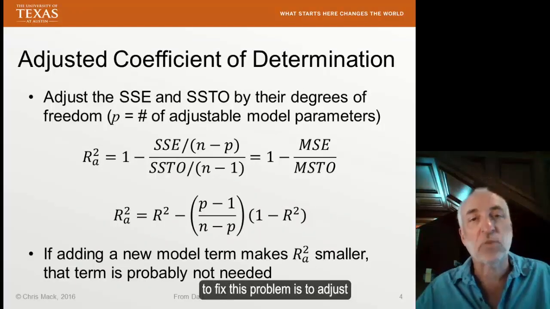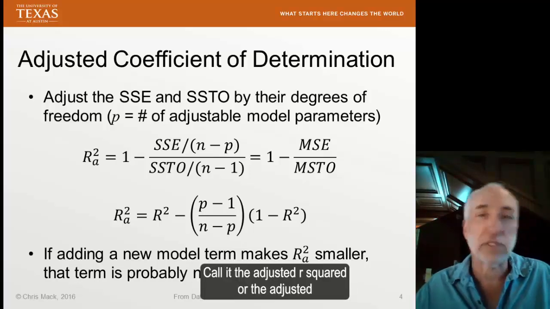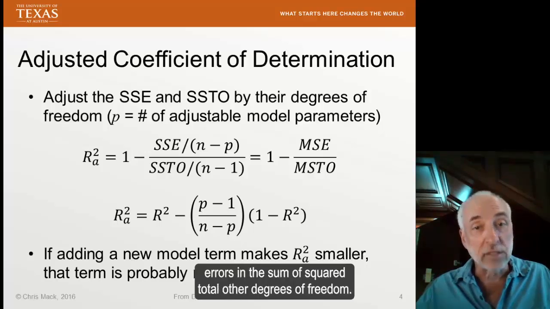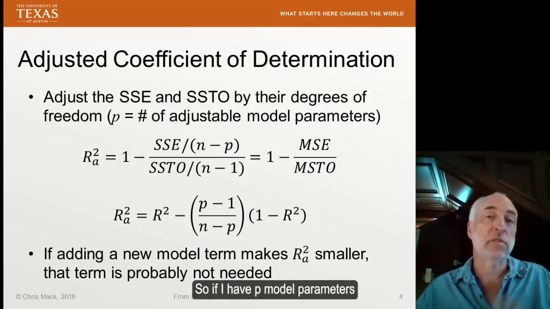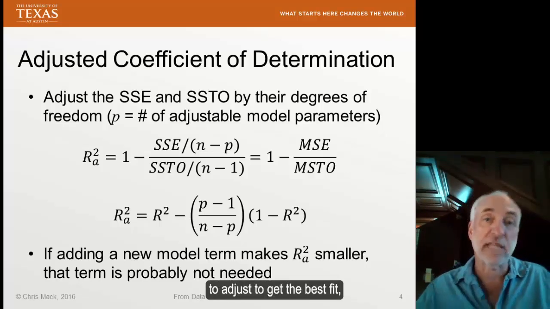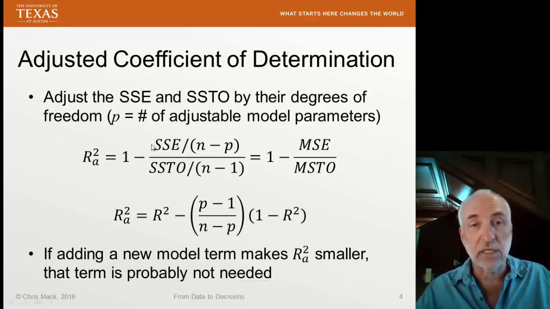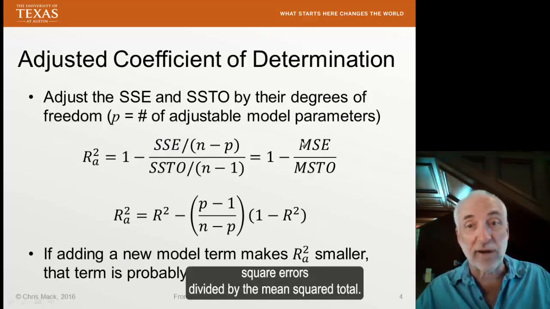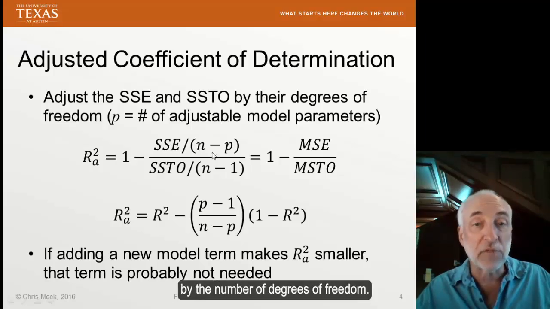One way to fix this problem is to adjust the coefficient of determination. We call it the adjusted R² or the adjusted coefficient of determination. And we do that by adjusting the sum of squares errors and the sum of squares total by their degrees of freedom. So if I have P model parameters that I allow to adjust to get the best fit, instead of saying R² is 1 minus the sum of squares of the errors divided by the total sum of squares, I'll instead say it's equal to 1 minus the mean square errors divided by the mean square total. In other words, variances, or my estimates of the variances, taking the sum of square errors divided by the number of degrees of freedom.